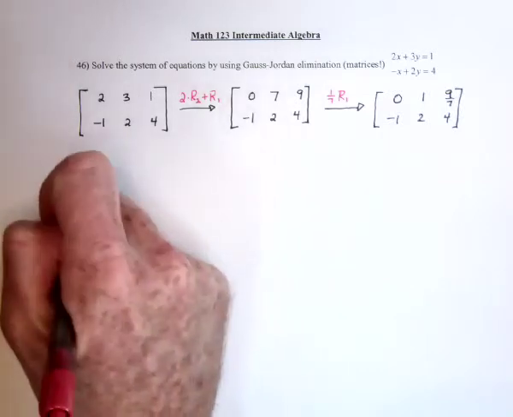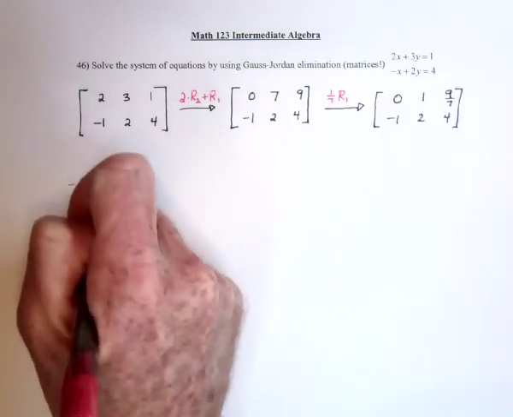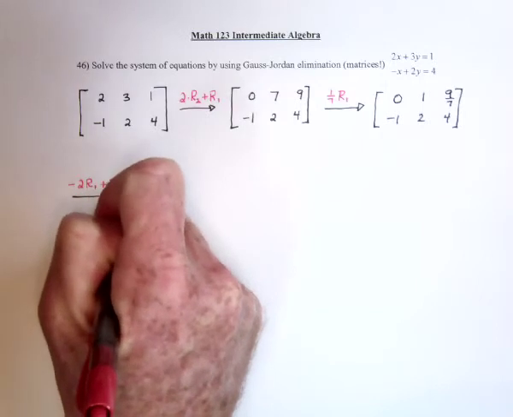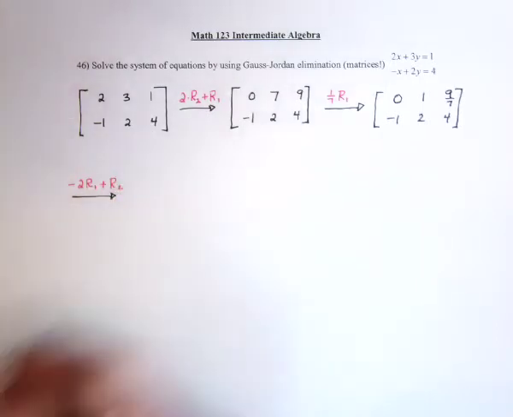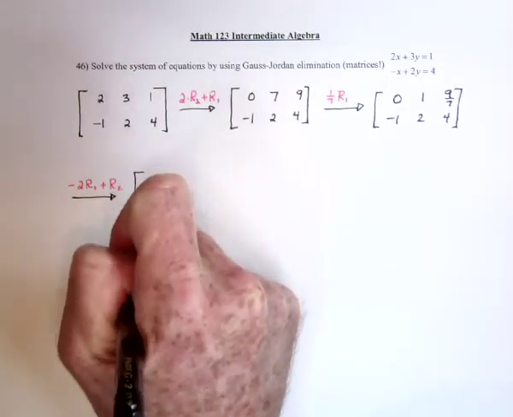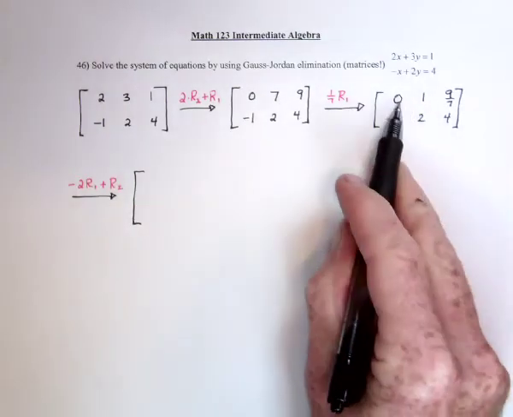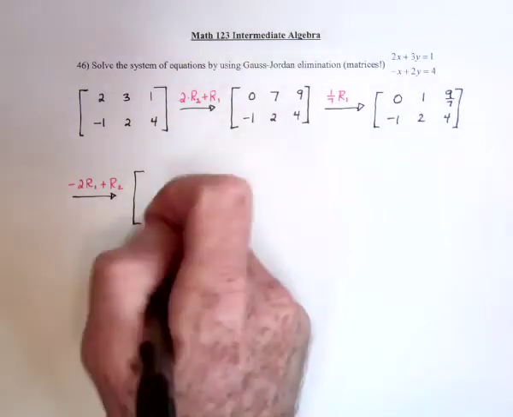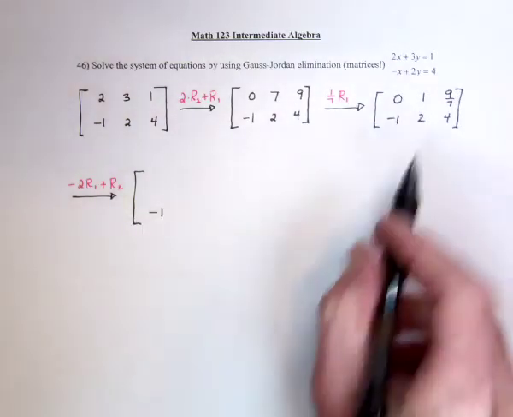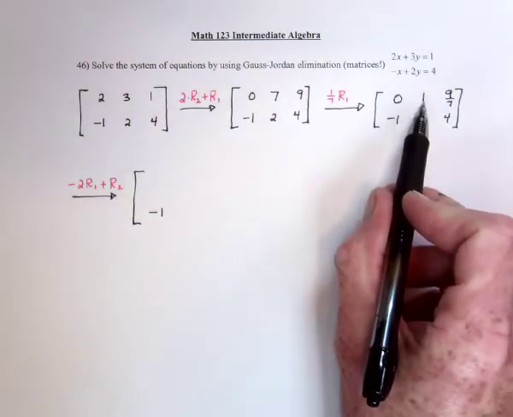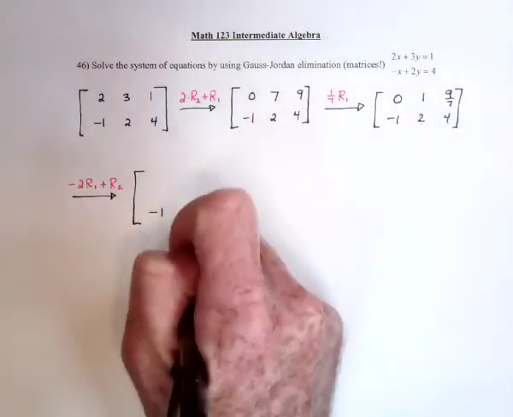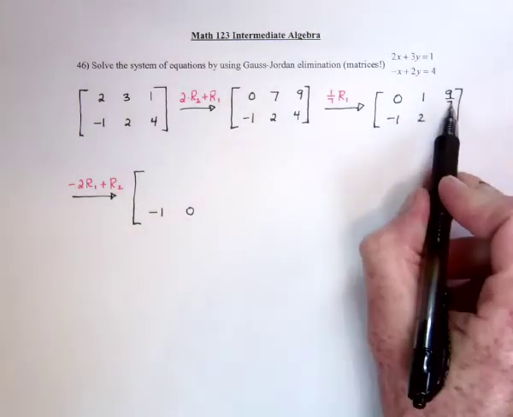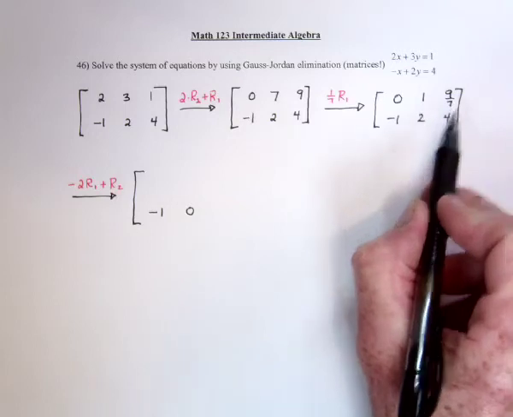Take a -2 times row number 1 and add it to row number 2. So row number 2 would look like this. So multiply this by a -2, that's 0. Add it to this, it's -1 still. Multiply this by -2, add it to this, it's a 0. Multiply this by -2 and add it to this.